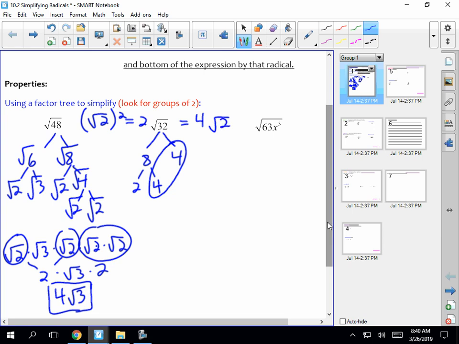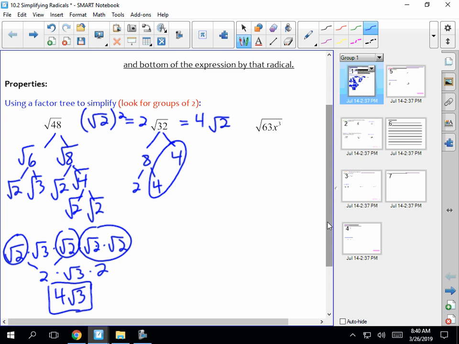So you don't have to break it all the way down to the primes. As soon as you see a pair, then you can take one of those from the pair out of the radical. Does that make sense? As soon as you see a pair, you can take one of these out. Since there isn't a pair of 2s, I have to leave the 2 under the radical.